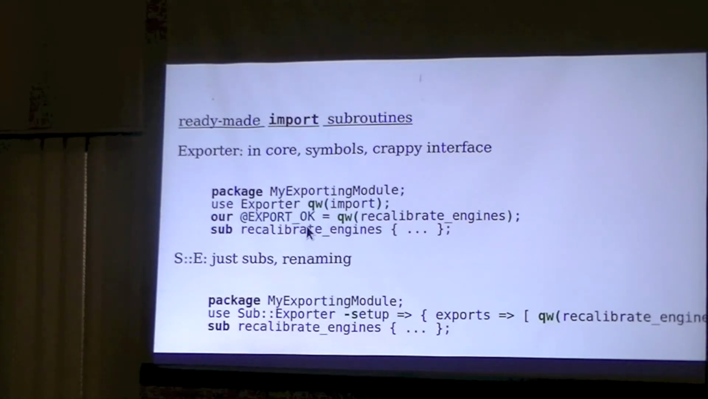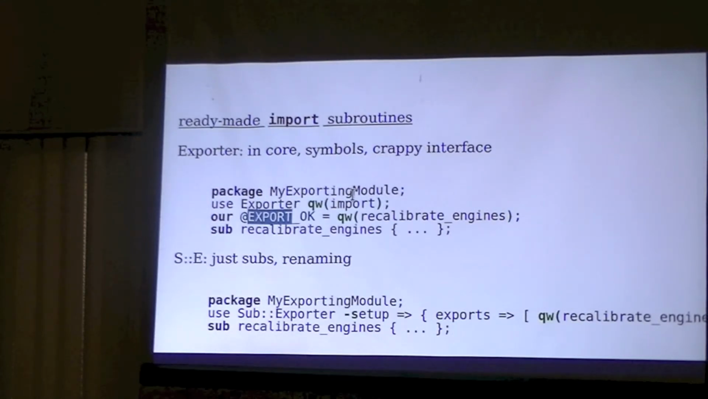But again, this is called automatically. Every time you use, the import method is called, the subroutine, I mean. And there are a number of ways you can use a ready-made one. For example, the in-core module Exporter gives you one. You just say use Exporter, and it will give you the import subroutine, which is part of Exporter. And let's say we have our own custom subroutine here, which is going to be exported, and you assign the name of the subroutine to a special array variable.